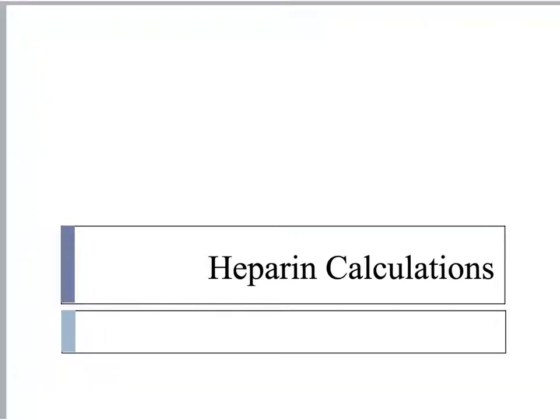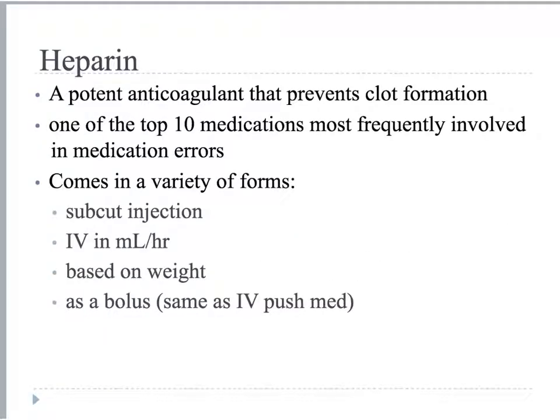Heparin Calculations. In this video, we're going to take a look at heparin. So we're looking at one specific drug, but this drug comes in a variety of forms. Heparin is a potent anticoagulant that prevents clot formation. It is one of the top 10 medications most frequently involved in medication errors.